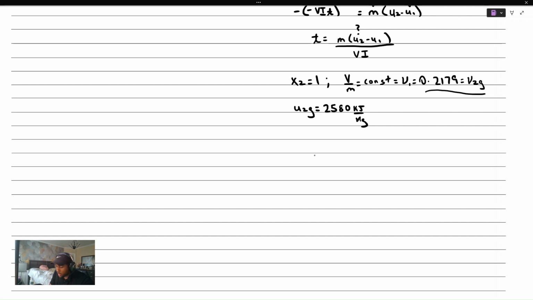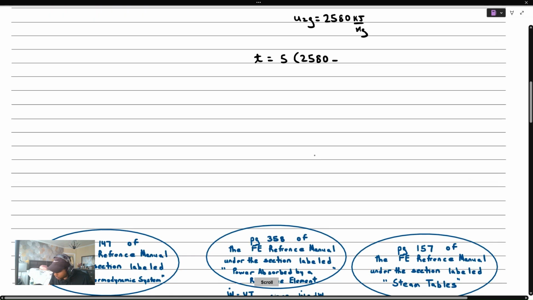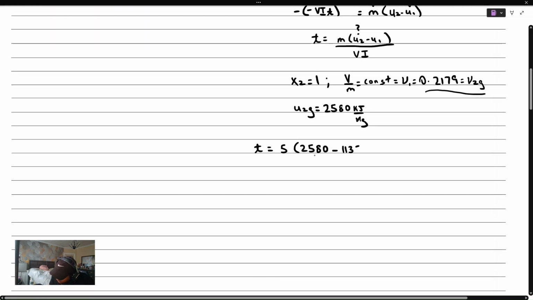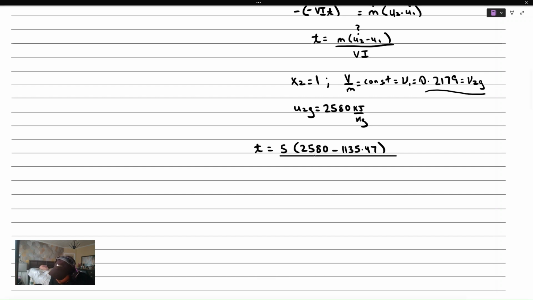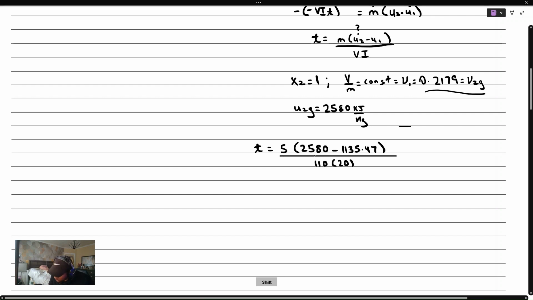If we plug in all of our values into that time equation, we have the mass, that's 5 kilograms. Specific internal energy at state point 2, that's 2580, minus state point 1, we have 1135.47. We're going to take that value divided by the voltage, which was 110 volts, times the current, that's 20 amps. Let's make sure we work out some of those units. Remember, they wanted the time in minutes.